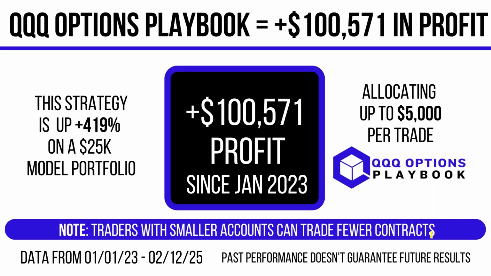Now that's based off a $25,000 account. We're talking up 419%. Now, past performance doesn't guarantee future results. Future results are going to vary.